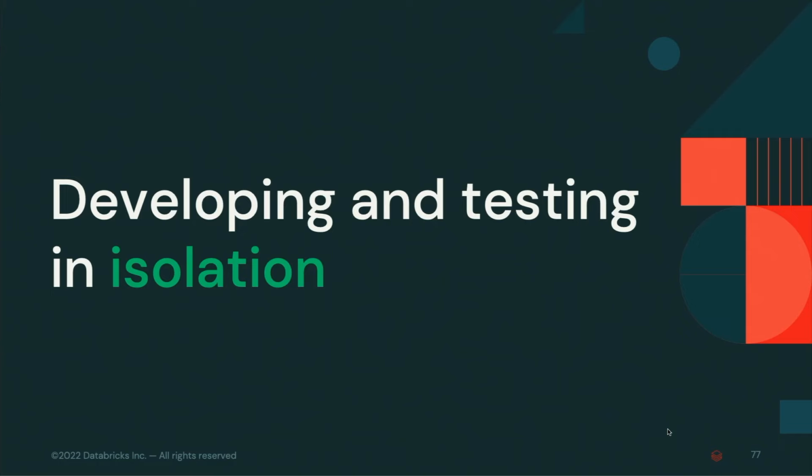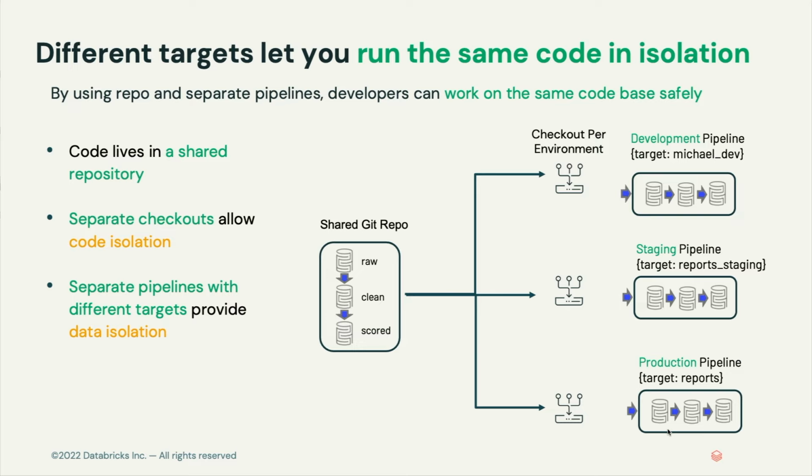So let's take a look at what it looks like to do development and testing in isolation now that we have this primitive. A best practice here would be code lives in a shared repository. There are separate checkouts for each environment. So every developer should have their own checkout. Production and staging should all have their own checkout. So when you're editing code, you're not changing code out from underneath the production job. And then you create 3 different pipelines with 3 different targets. One that targets my development environment, another that targets the staging environment, and another that is the production that all of my downstream consumers are actually going to read from. And these different pipelines are what provide the isolation.